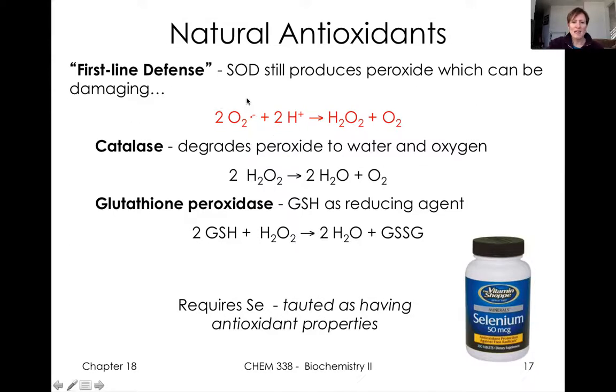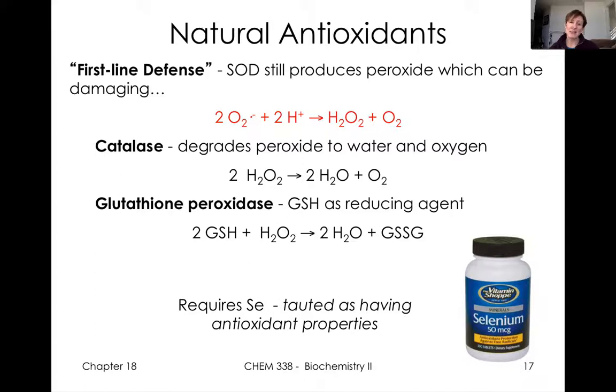We still have peroxide that you have to deal with, and so peroxide needs to be disposed of in some way. You have a couple of enzymes in your body responsible for that. One of them is catalase. Catalase is responsible for breaking down reactive peroxides into water and molecular oxygen. And again, glutathione that we've talked about is your body's natural antioxidant. A lot of these enzymes that we'll talk about require certain metal ions for activity, and selenium is one of these that's required in this process. That's why selenium is touted as having these antioxidant properties.